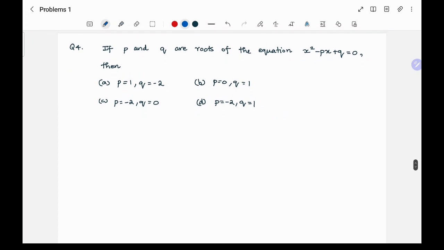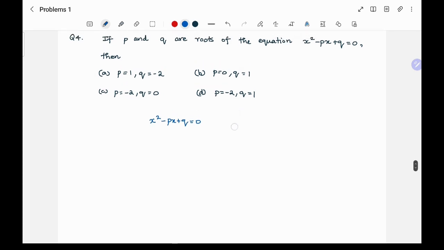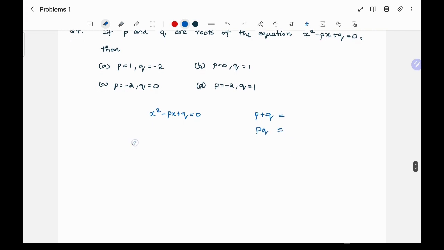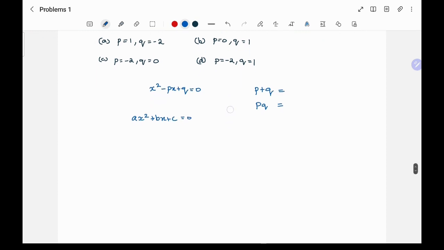If P and Q are roots of the equation x square minus px plus q equal to 0, then they are asking the values of P and Q. So we have x square minus px plus q equal to 0. So there is a shortcut for the sum of the roots of a quadratic equation, and the product of the roots. So if you have this ax square plus bx plus c equal to 0, we already saw the roots are (minus b plus minus root of b square minus 4ac) by 2a, right?